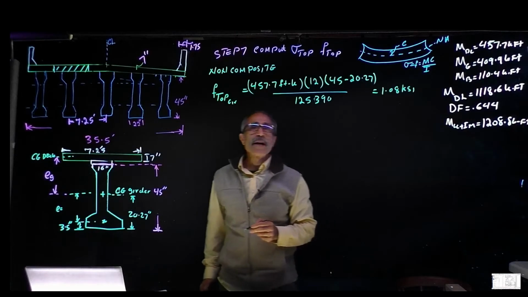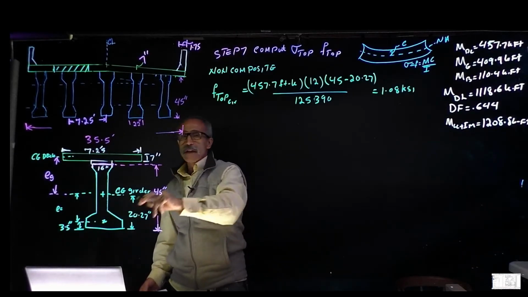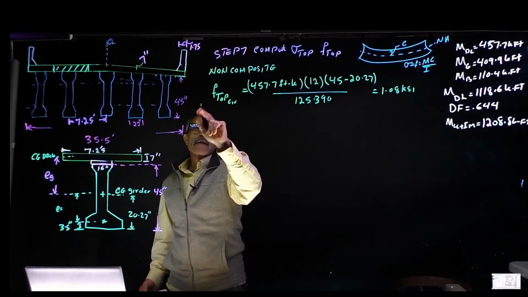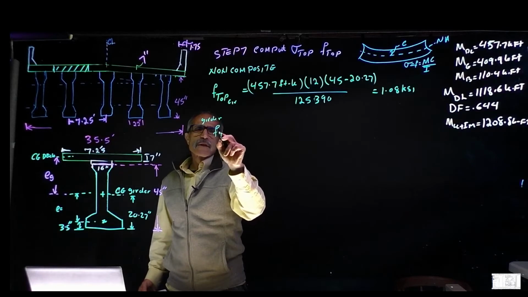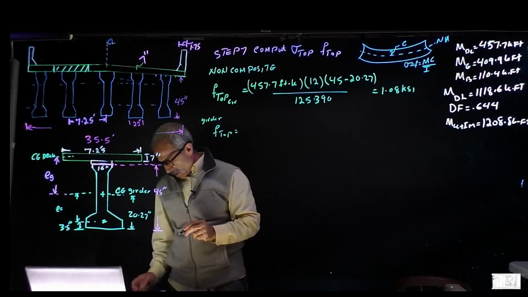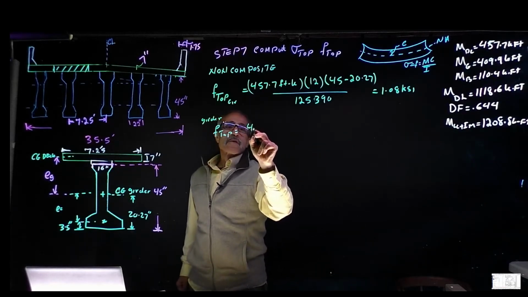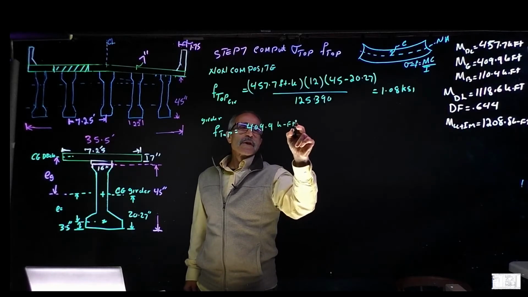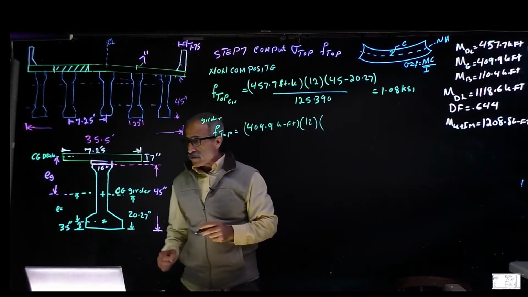So now we have that. And then we're going to go ahead and find the stress for the type 3 girder, which is right here, the girder itself. So this was due to the deck. Now, due to the girder itself, F at top, the moment came out to 409.9 kip foot. Multiply that by 12 again to make it inch.